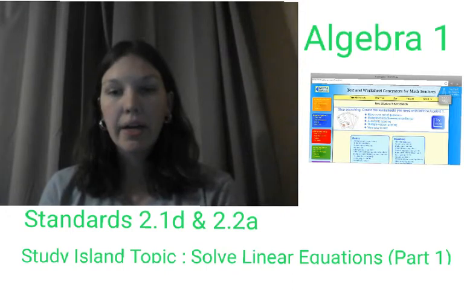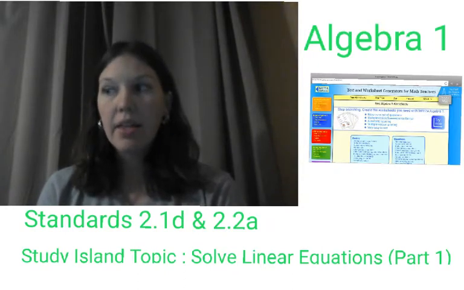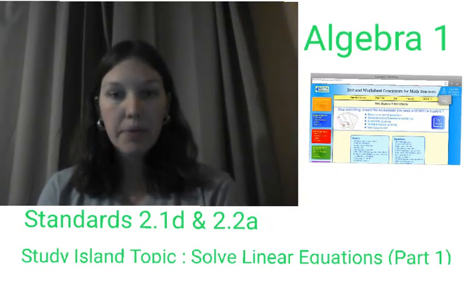And then in the second part, we're looking at solving two variables, so if you have an x and a y, and then word problems and tables.